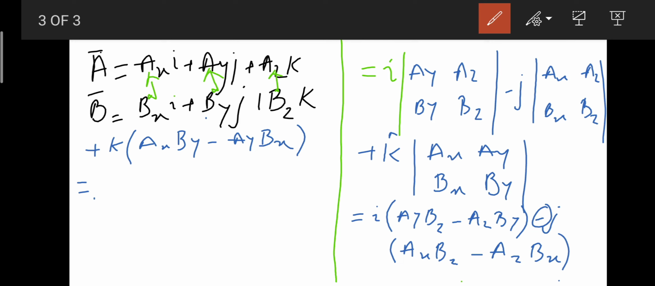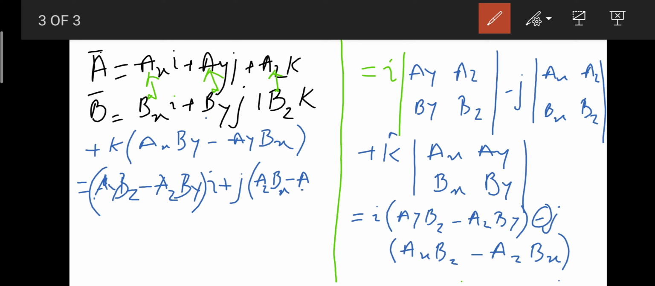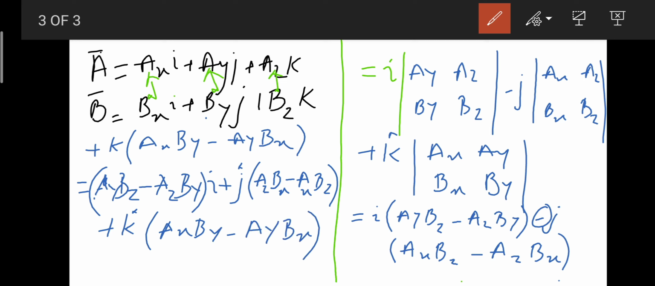We can do it like this: a y into b z minus a z into b y i plus j, taking the negative sign as common, only the values would be replaced. It would be a z b x minus a x into b z, and along with that the k unit vector, which is basically a x into b y minus a y into b x. So that's how we take the cross product of the two vectors by using the rectangular components.